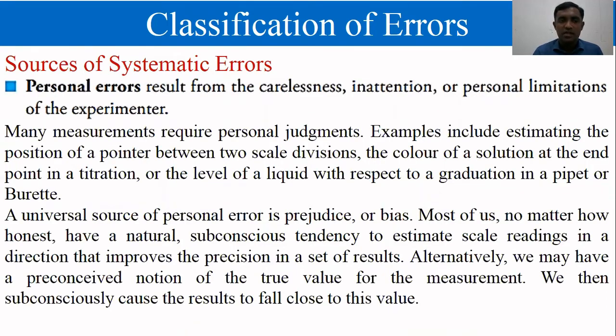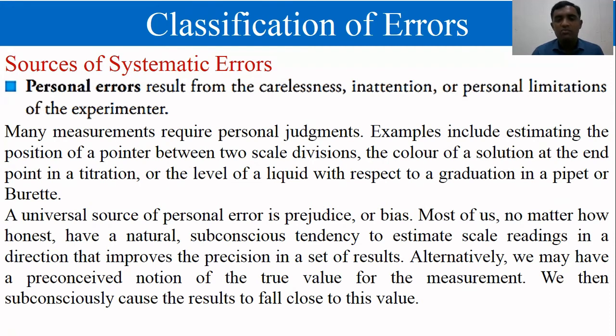The next type is personal error. Personal error usually occurs because of carelessness, inattention, and a person handling the instrument who is not properly experienced. Sometimes it may also be due to preconceived notions about the experiment. Many measurements require personal judgments. Examples include estimating the position of a pointer between two scale divisions, the color of a solution at the end point of a titration, or the level of a liquid with respect to graduation of a pipette or burette.